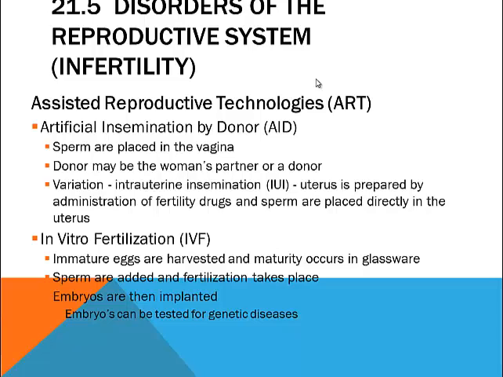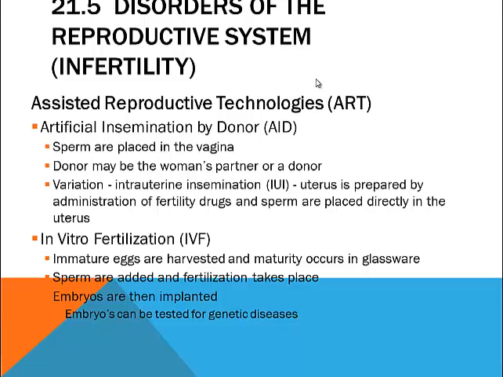For example, our first reproductive technique is known as artificial insemination by a donor. During artificial insemination, the sperm is placed into the vagina. The donor may be the woman's partner or a miscellaneous donor. There is a variation on AID known as intrauterine insemination, or IUI. During this procedure, the uterus is prepared by administering fertility drugs, and the sperm is placed directly into the uterus. The sperm can be sorted into probable X or Y bearing.